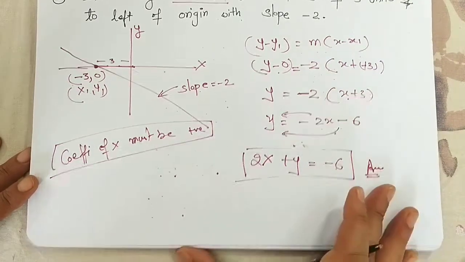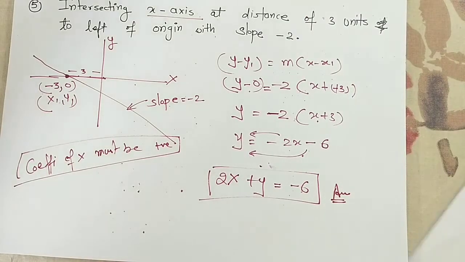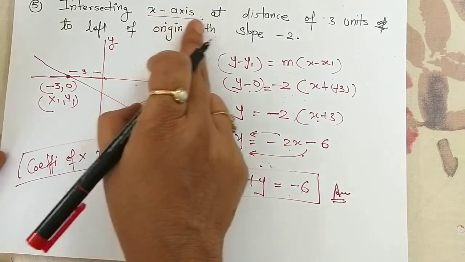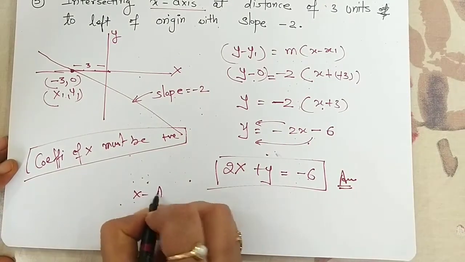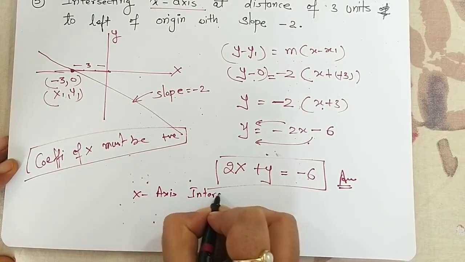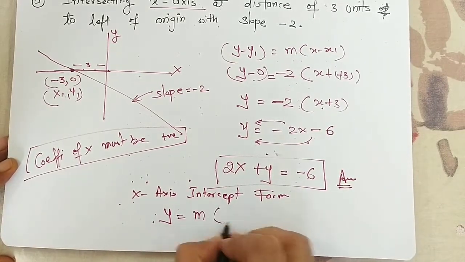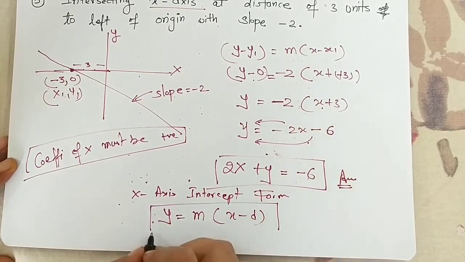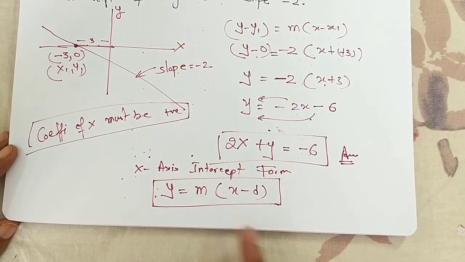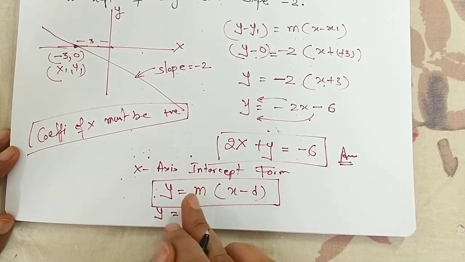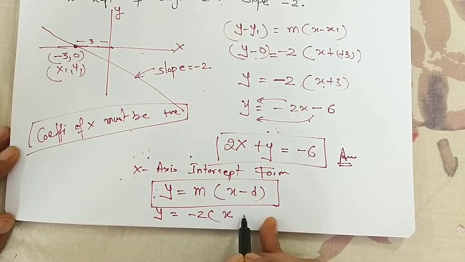Okay. One more thing I wanted to tell you, if you remember, I told you that if the x-axis intercept is given, then you can apply the x-intercept form. That form was y is equal to m into (x minus d). This is very rarely used, but in case you want to solve it using this, you will get the same answer, right? See here, y is equal to m. What is m? I will put it here, minus 2 into x. What is x? x is just a variable, minus d.